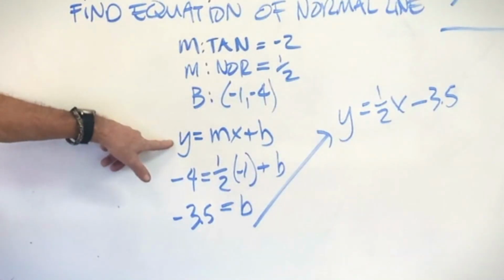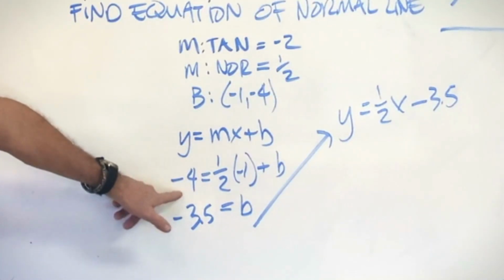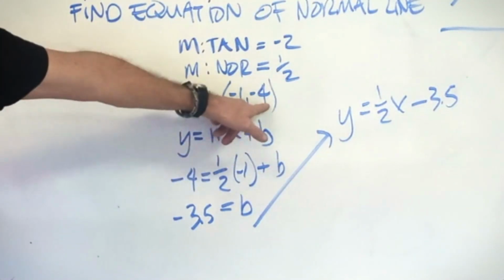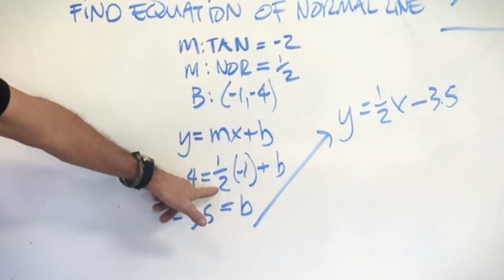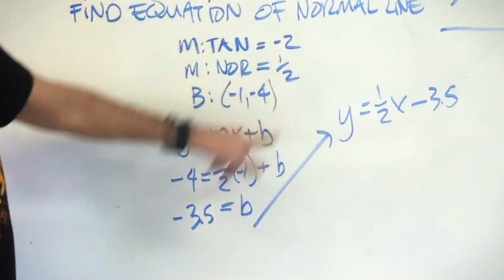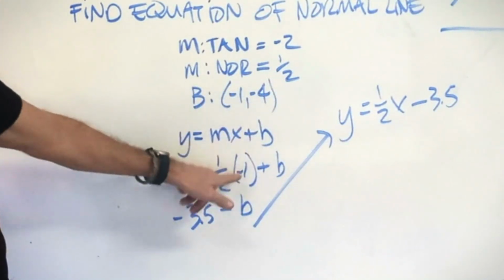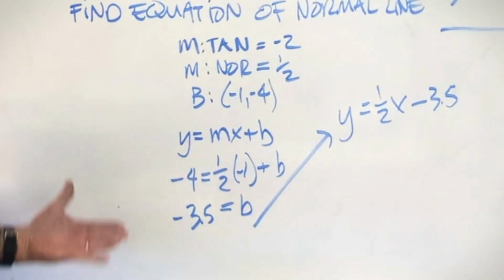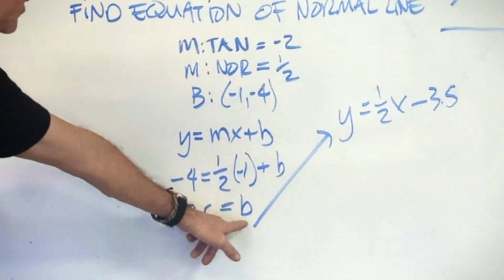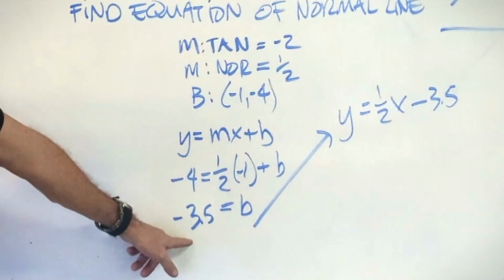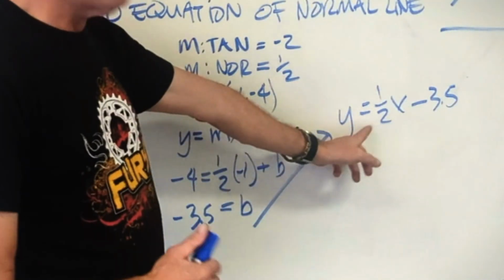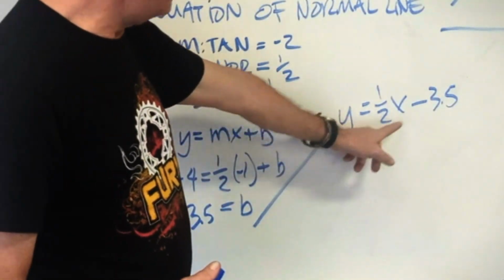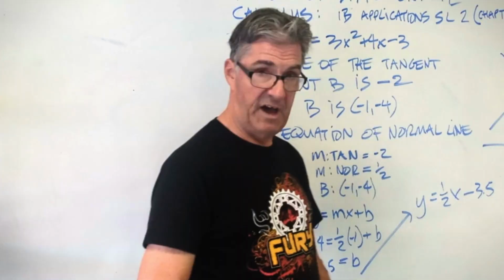y equals mx plus b. I'm just going to plug in my point. So that's my y point right there, equals m. We know the slope of my normal line is 1/2, times x, which is -1, plus b, which we don't know. That's the only thing we didn't know. So now we just did our plug-in step. That reduces down to b is -3.5. So the equation of our normal line is y equals 1/2 x minus 3.5.